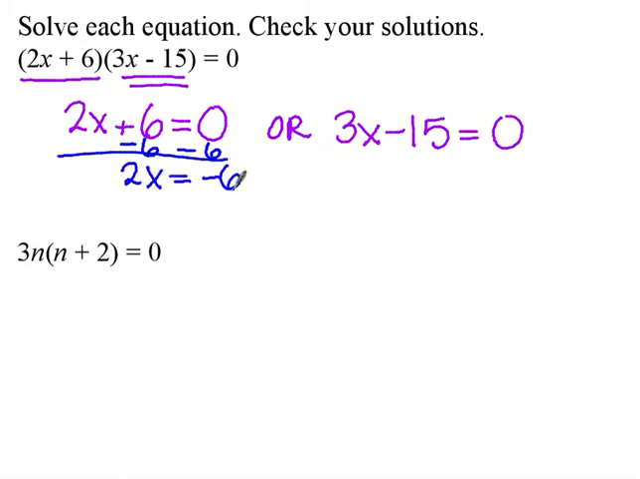What do you do now? Divide by 2. Very good. And so what does x equal? X equals negative 3. I'm running out of room there. So that's one solution. Now I've got to do the same thing here.